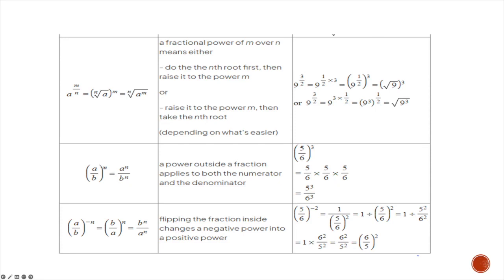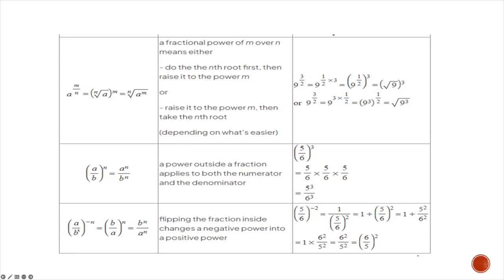Power outside the fraction applies to both. See, a over b to the nth power, so we can write a to the power n over b to the power n. 5 over 6 to the power 3 means we can write 5 to the power 3 over 6 to the power 3.